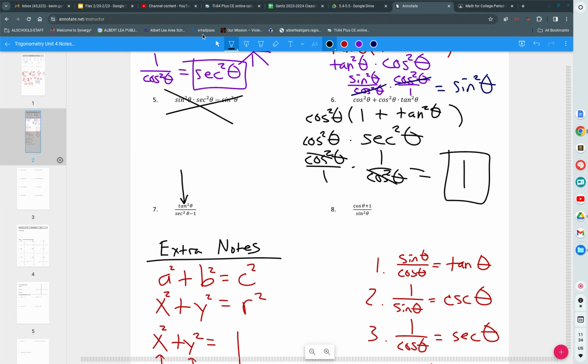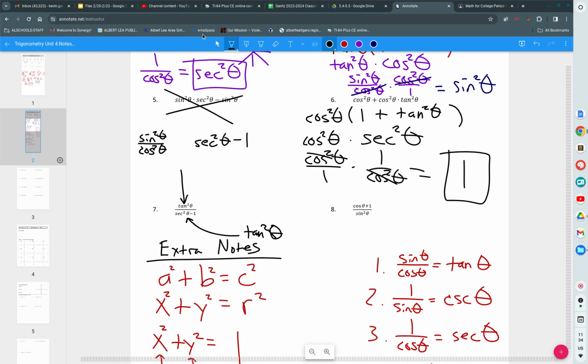Yeah. Okay. So I have some options here. I can plug in sine squared of theta over cosine squared of theta for tangent. Or I could plug in secant squared of theta minus 1. Or I could take the bottom, and secant squared minus 1 is the same as tangent squared. Some of these are good options. Some of them are bad options. Which one do you think is a bad option?